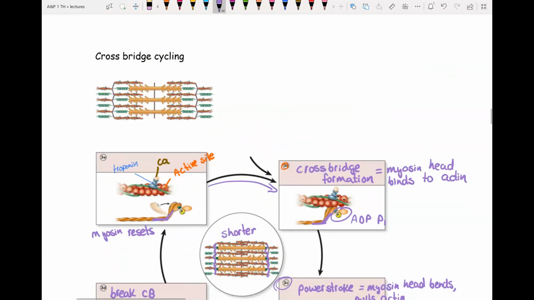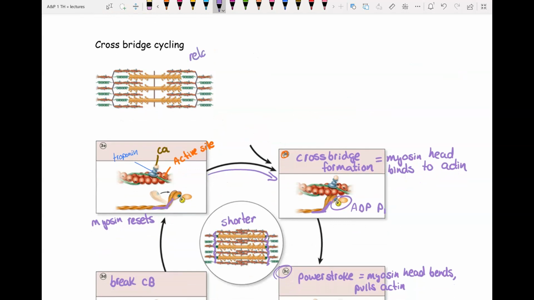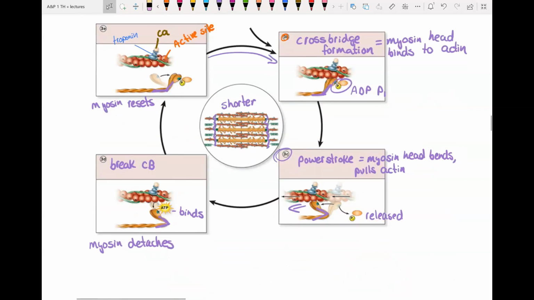So remember, here's how we started. This one is relaxed. It's a long sarcomere. The myosins bind to the actins, cross bridge formation, they power stroke, they pull the actins in toward the M line, and now you have a shorter sarcomere. That's how muscles contract.